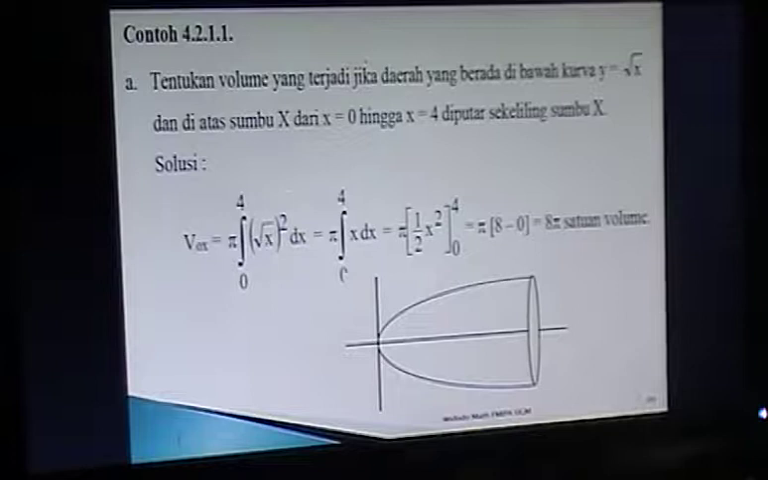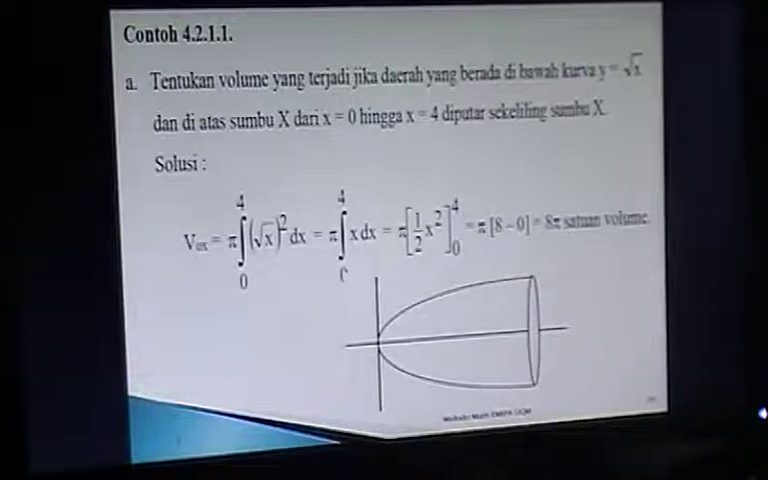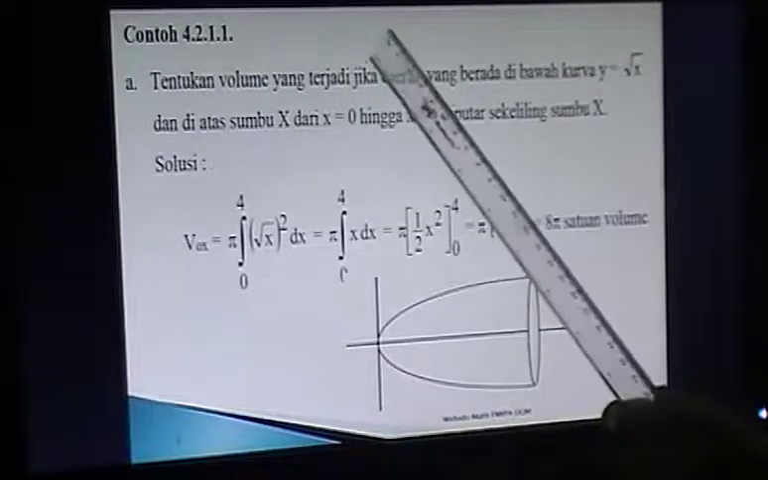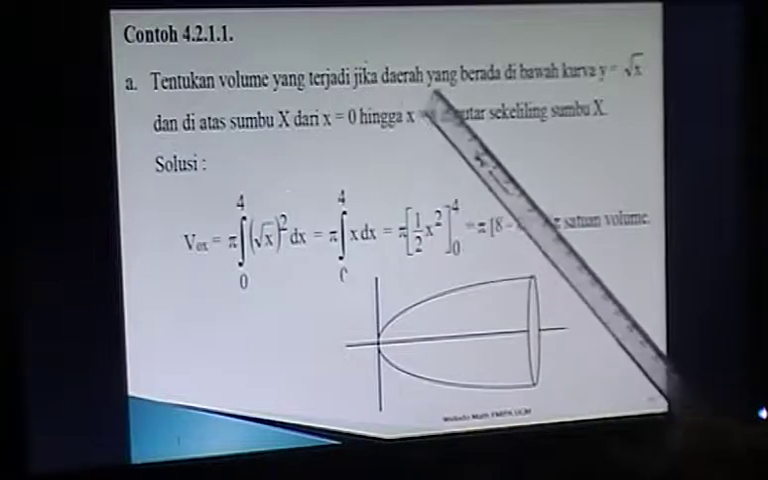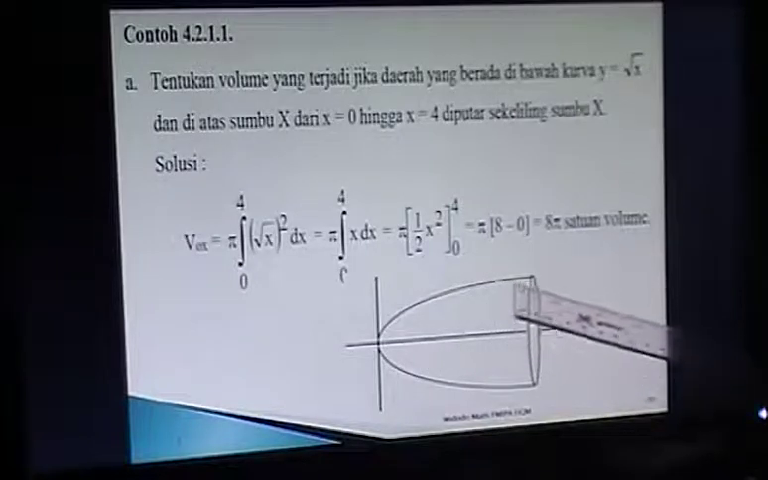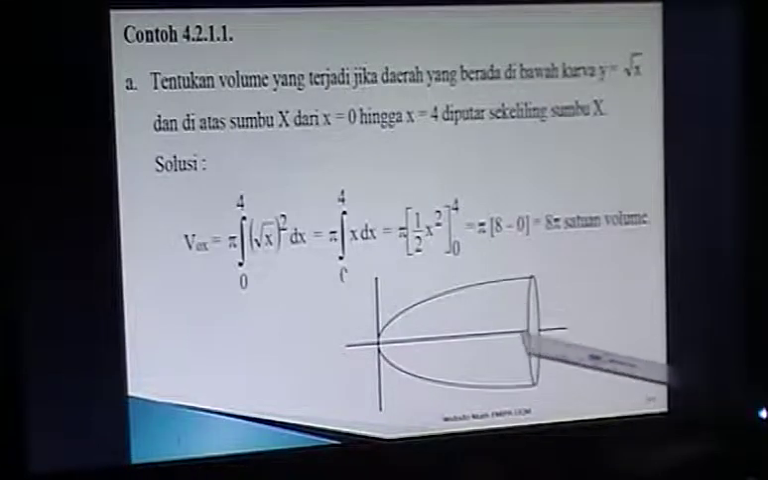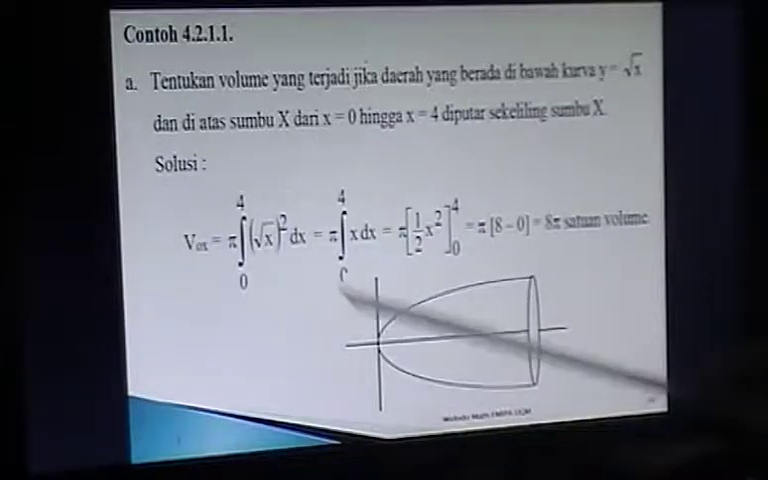For example, if we have the function y equal to the square root of x, that is actually that curve, and then we want to count from x equal to 0 until x equal to 4, this area is rotated one round surrounding the x-axis, then we have the shape of the solid of revolution like this picture. So how much is the volume Vx?